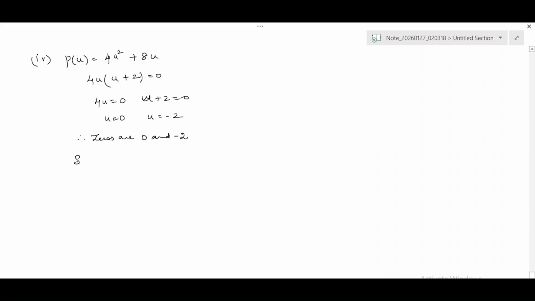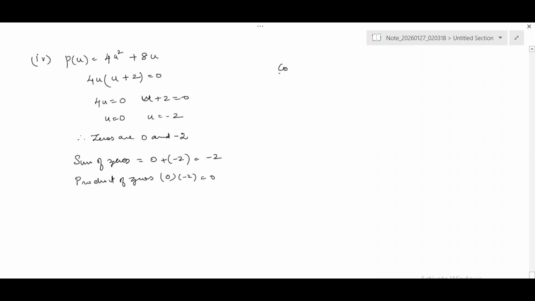Sum of zeros, zero plus minus 2, that is minus 2. Product of zeros, 0 into minus 2 is 0.